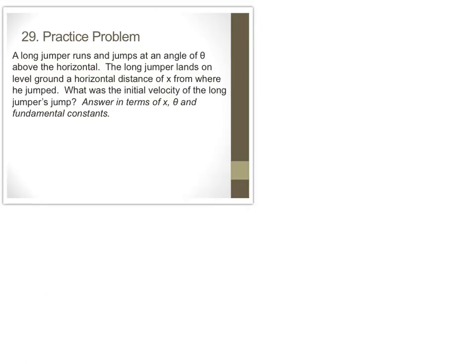So one last one here with a long jumper running and jumping at some angle theta. They fly up in the air and they land down on the ground some distance away. It tells us it's a horizontal distance of x. Okay, and we want to know what the initial velocity was of the long jumper.